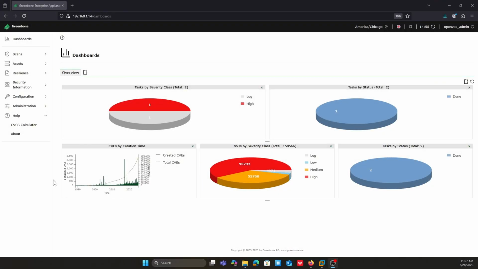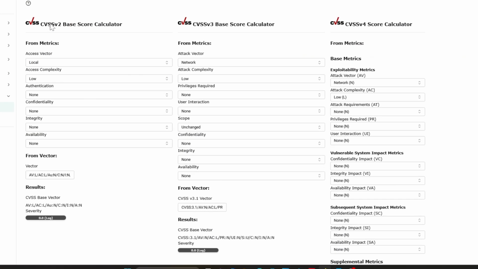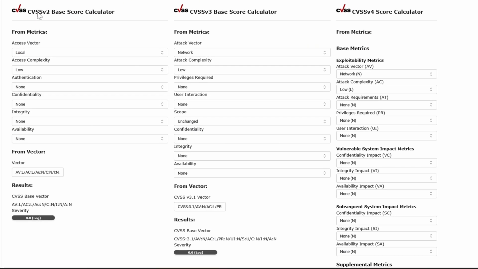In this module, we are going to cover the help section, which consists of a very interesting tool, the CVSS calculator. CVSS, as we have discussed, is the Common Vulnerability Scoring System. There are different versions of the calculator. You have version 2, version 3, version 4. Each and every version was updated with certain new needs that were being found.